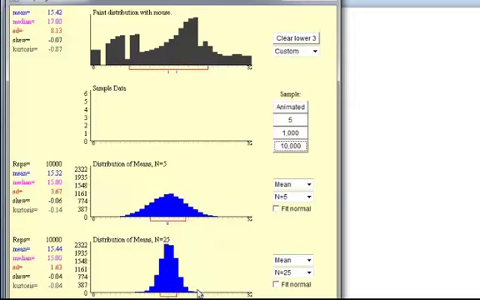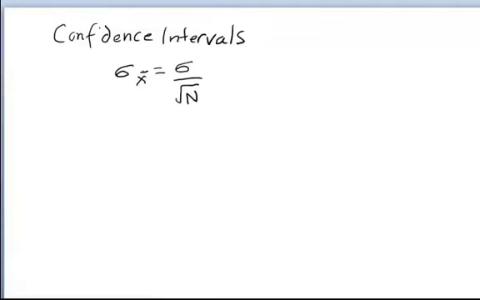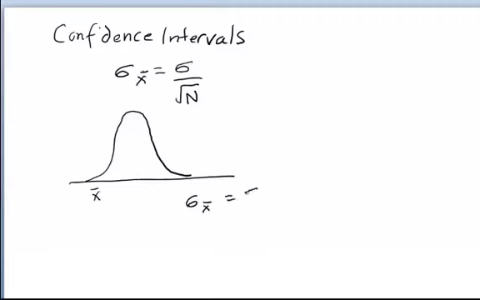Let's pretend we've got something like this curve right here, which arose from samples of 25. We just got a whole bunch of x bars, and they turned out to have this distribution. Those were our x bars, and we know that the standard deviation of the means is just the standard deviation divided by the square root of n.